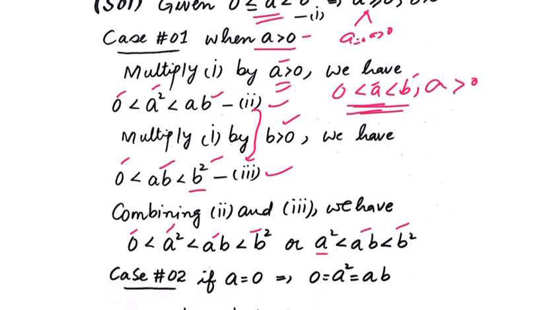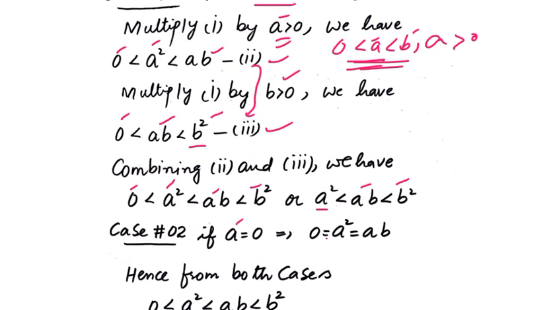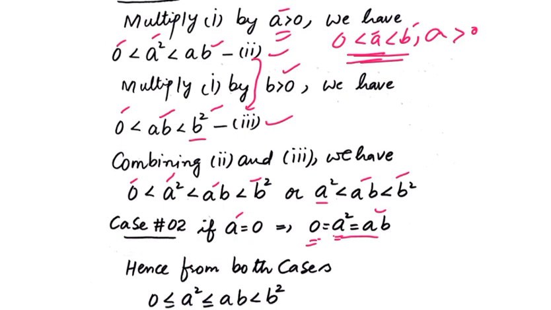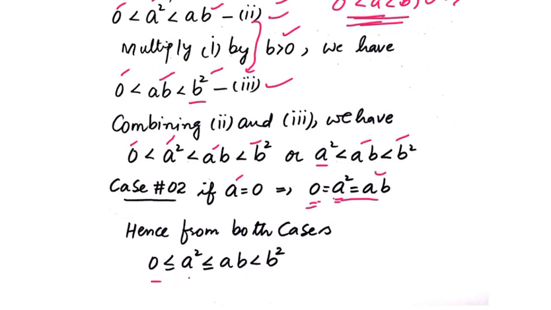Case number 2. If A is 0, then clearly A square is also 0 and A into B is also 0. So in the case when A is 0, A square is equal to AB. Combining both cases, we have 0 less than or equal to A square less than or equal to AB less than B square, which is required.